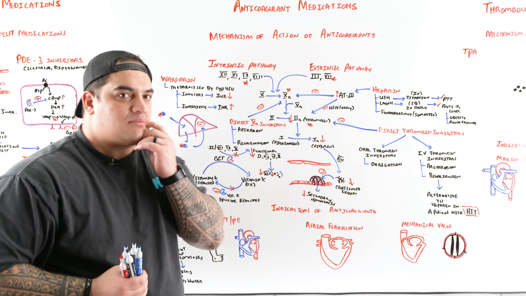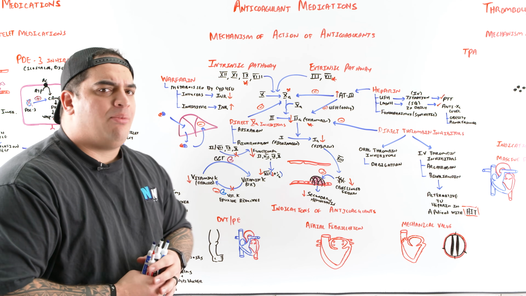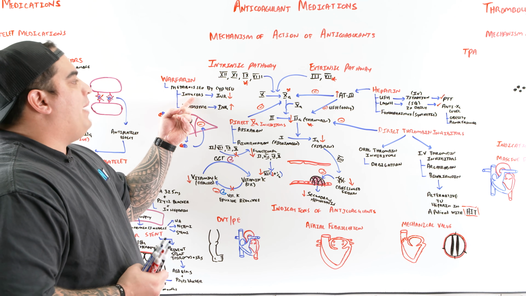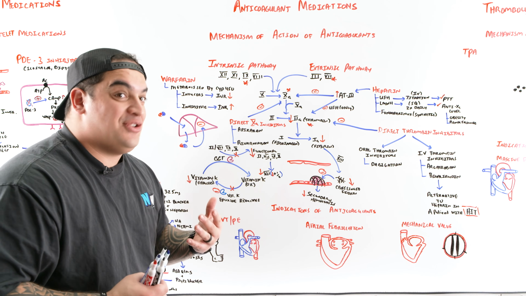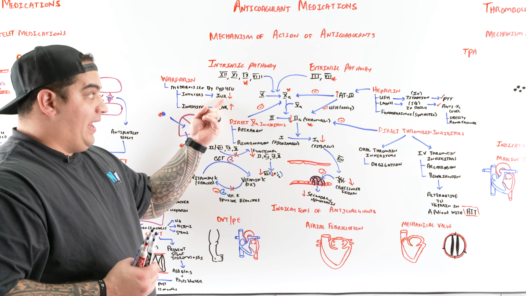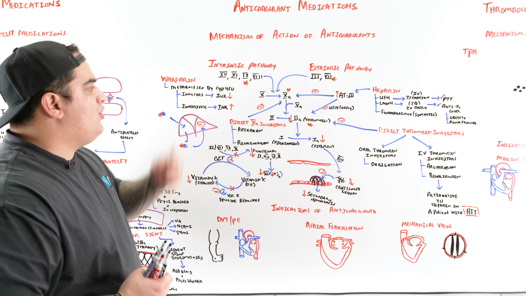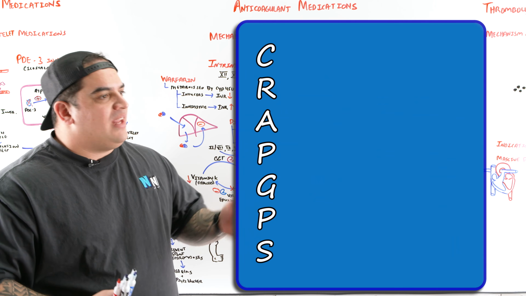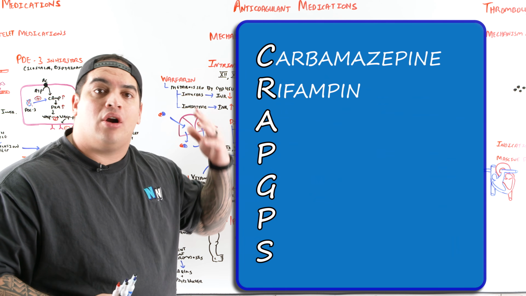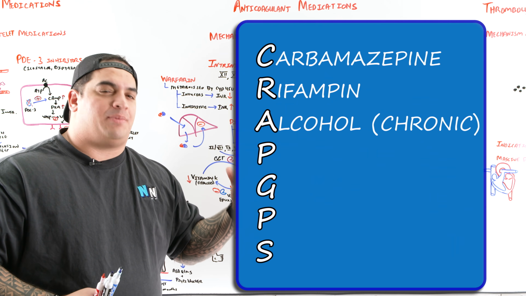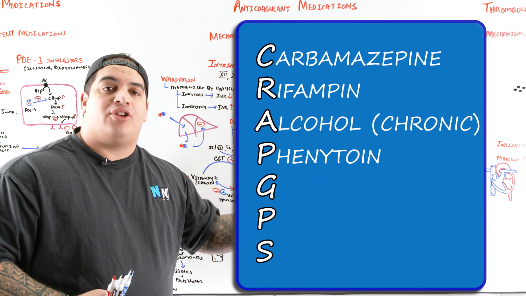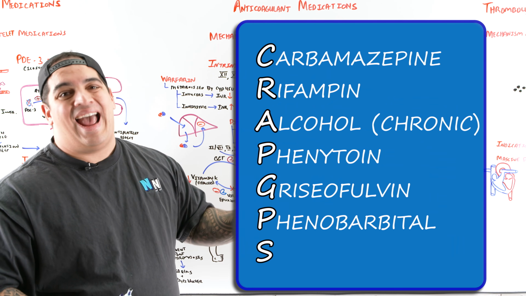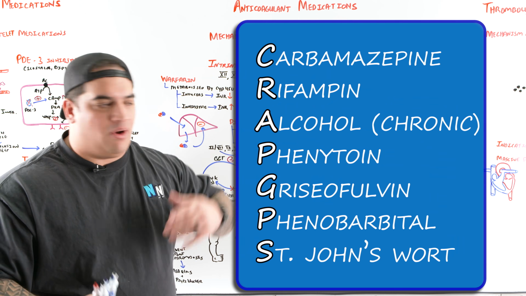Now, one last thing. The inducers and inhibitors are really important. Sometimes on the MCQs, you'll get a question on these. If you ever see a patient who comes in on warfarin and another medication, and they have either a low INR or a high INR, remember these things. For inducers, we use a mnemonic called CRAP GPS. It stands for C, carbamazepine; R, rifampin; A, alcohol use, but this is more chronic use; P, phenytoin; and then GPS: G is griseofulvin, P is phenobarbital, and S is St. John's wort, which we don't use too often.